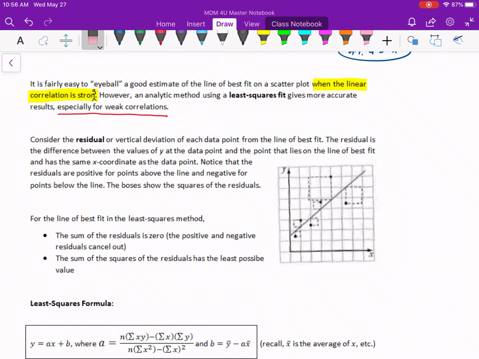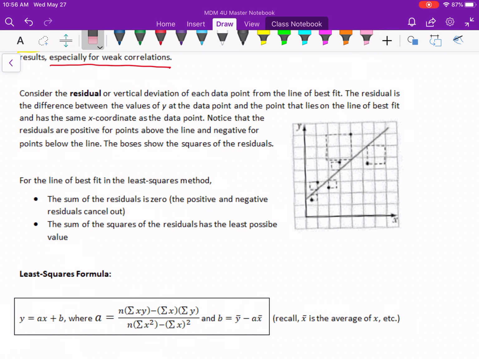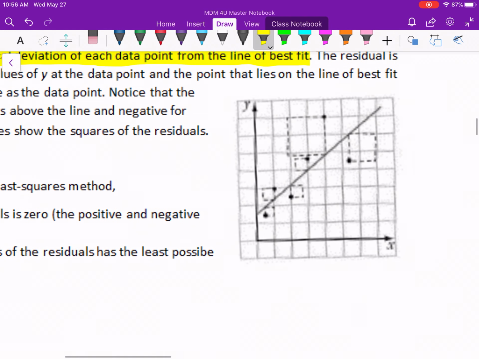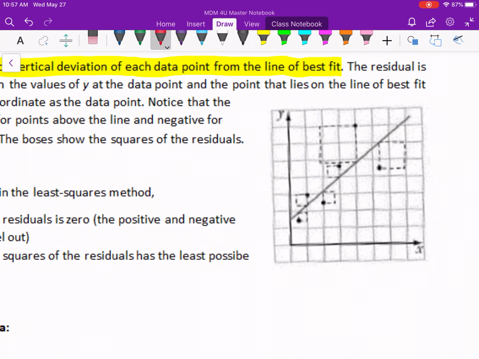Okay? Consider the residual, or vertical deviation, of each data point from the line of best fit. So that's what a residual is. A residual is a vertical deviation of each data point from the line of best fit. So look at this picture of the graph. We've got some dots here. We've got a line of best fit drawn in here. If I take, say, this point here, the residual is this distance between this point and the line of best fit. That's a pretty big residual on that one. Some of them are much smaller. This one's much closer to the line, and so this one's got a very small residual.